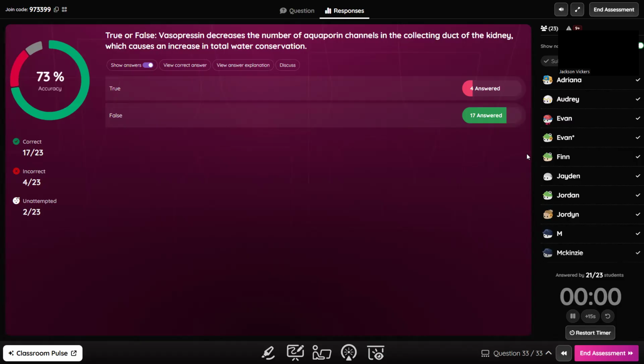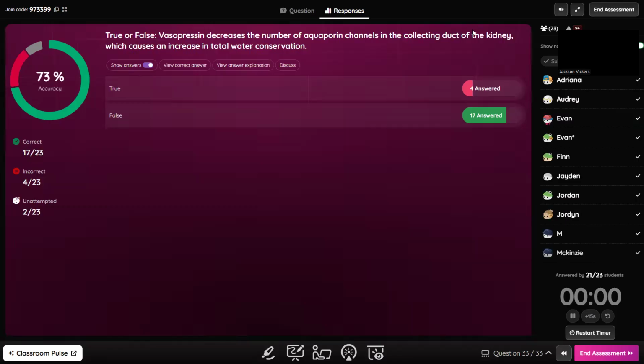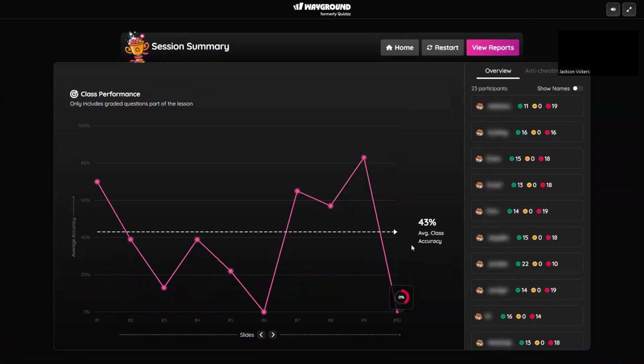You'll get into the kidneys in a little bit, but I think, yeah, again, you can't really see that photo super well, but this is what I'm talking about here. Yeah, that's the last question we have on this one. So, end assessment, 43% average, not bad, not bad.